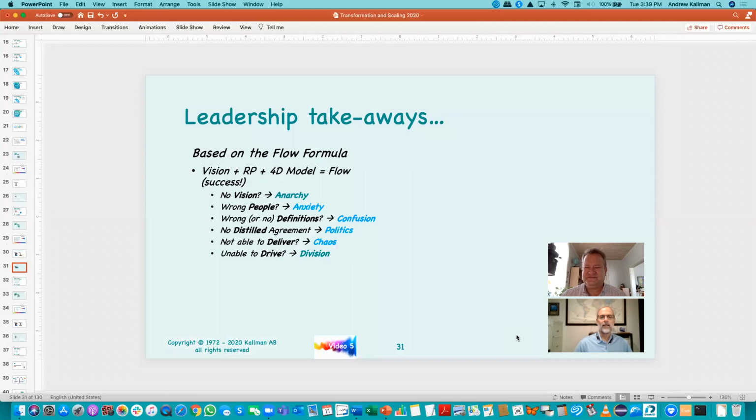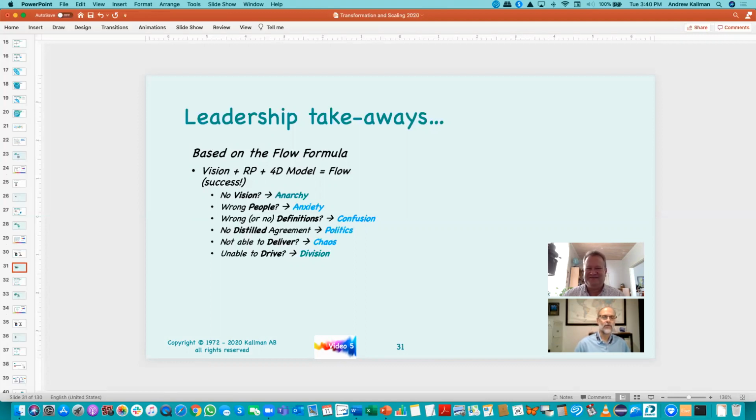So if we take a look at the takeaways for this tile, it's based on the flow formula where you have vision with the right people and the 4D model will produce the flow that is required for success. And I'll get into the detail, but the idea is if you don't have vision, you're going to end up with anarchy. If you don't have the right people, you'll have anxiety. If you don't have definitions or the wrong definitions, there'll be confusion. And without distilled agreement, you'll see politics at play. And if you're not able to deliver, of course, you'll end up with chaos.